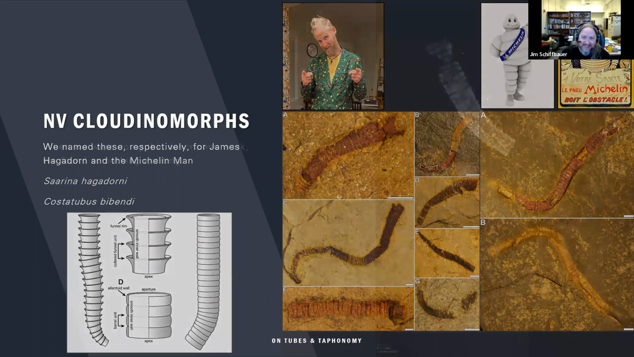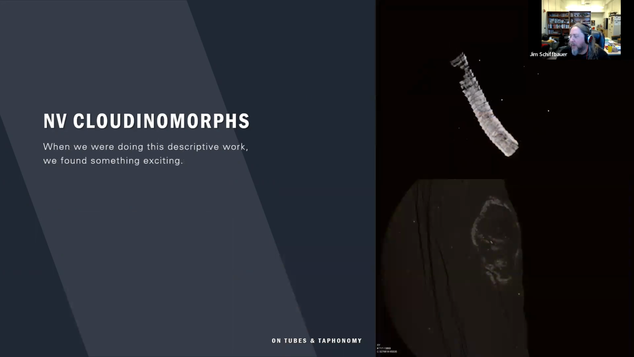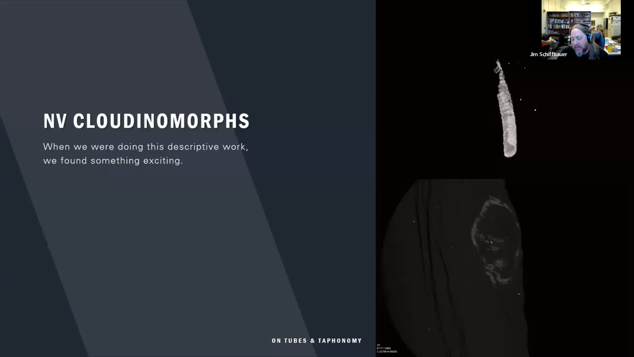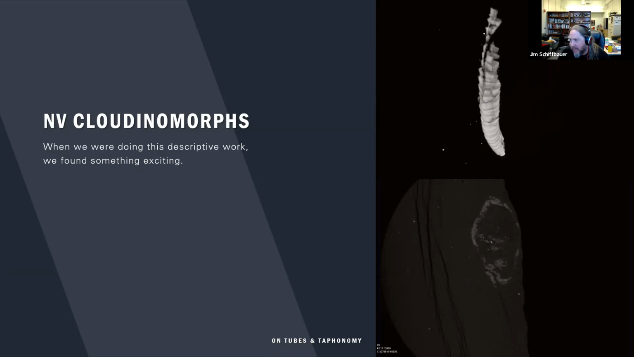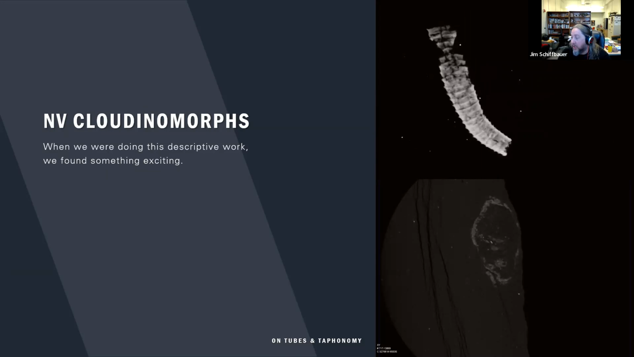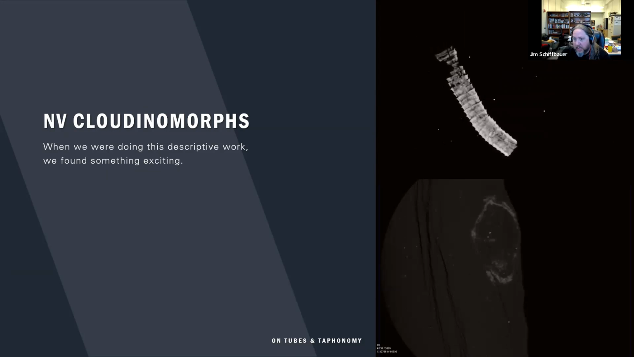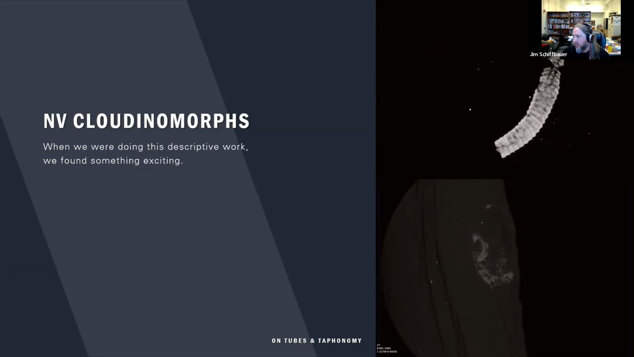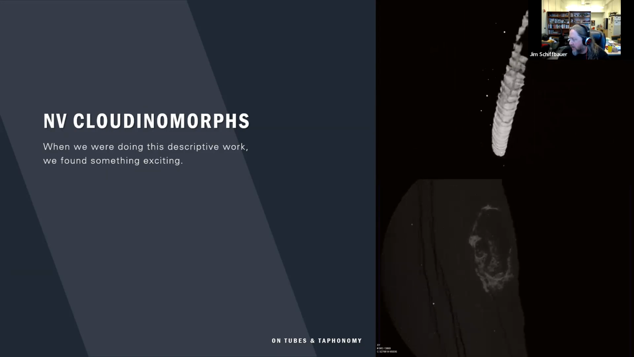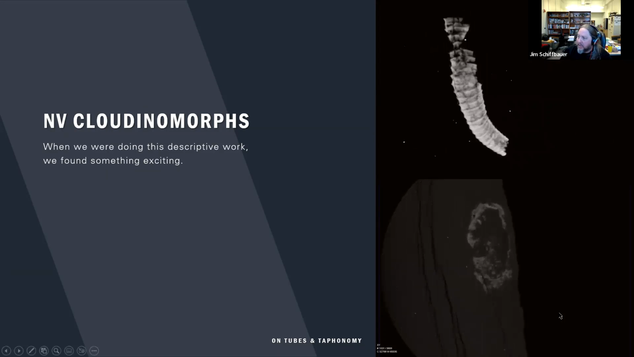I digress. When we were going through the taxonomic description of a lot of these organisms, we were trying to gain as much morphological information as we could get. We were using micro CT to do it because these were three-dimensionally preserved for the most part. We really wanted to see how these things were constructed and offer a better three-dimensional characterization as best we can. And what we found was something really super exciting.